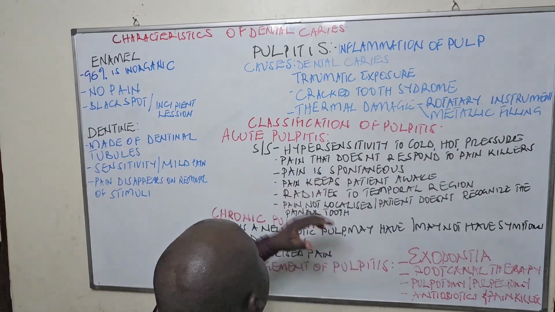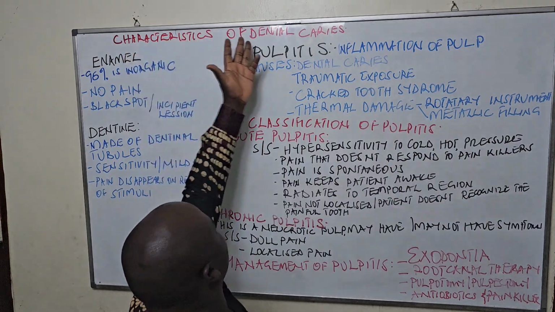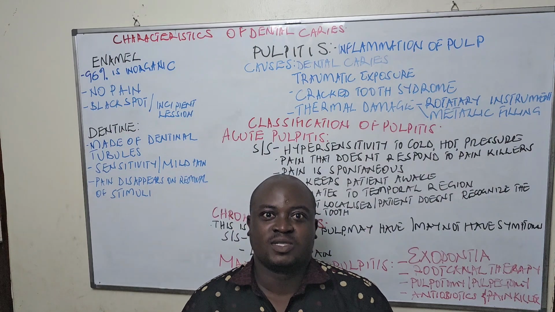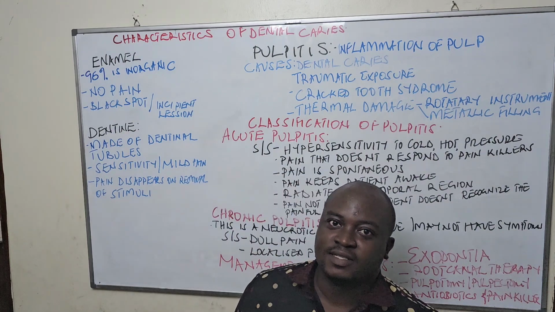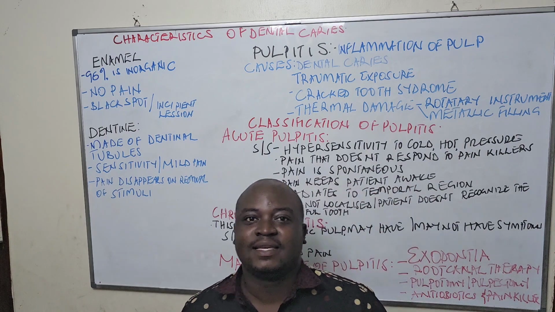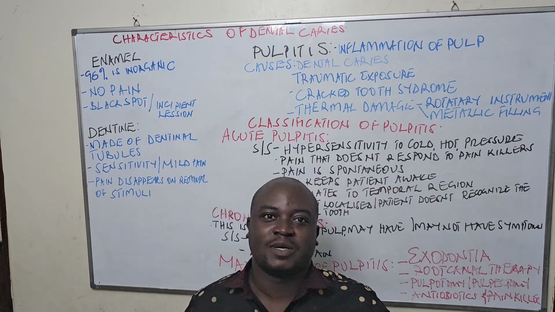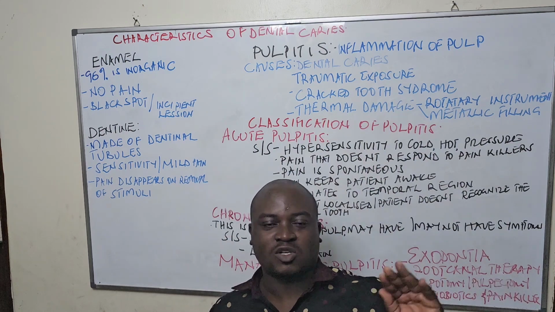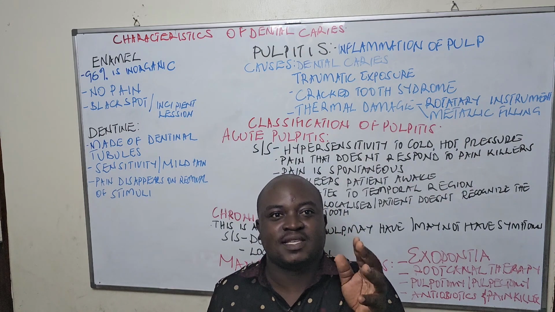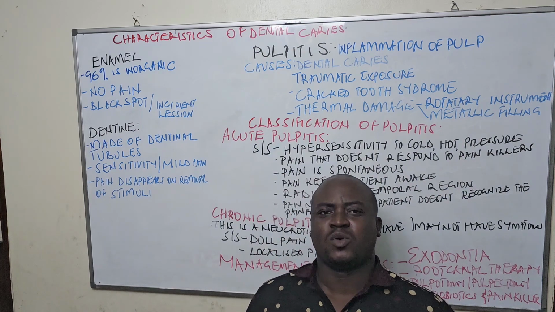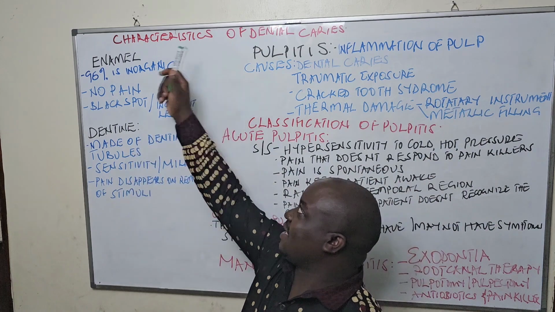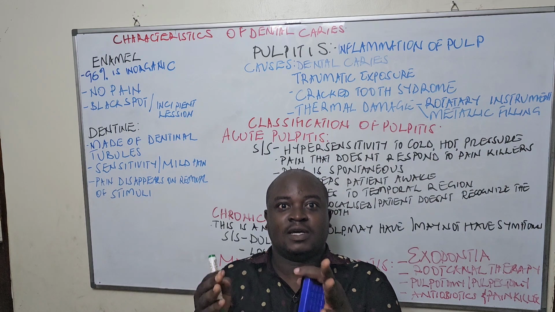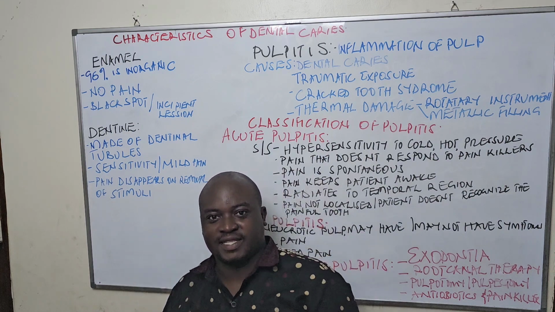Today we have another lecture about characteristics of dental caries. Last time we talked about caries. We said, first of all, these ones are irreversible. They're attacking the mineralized part of the tooth, or the calcified part of the tooth, causing demineralization and destruction of the organic part, causing cavities. So today we are going to learn the characteristics of all these parts in terms of how they present.